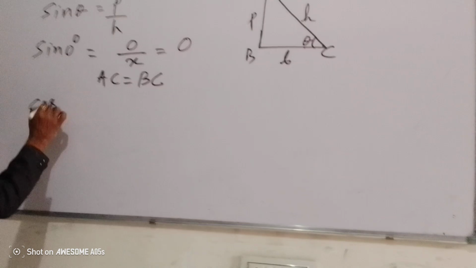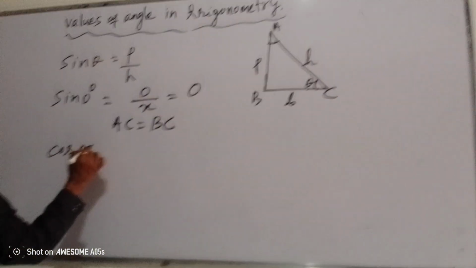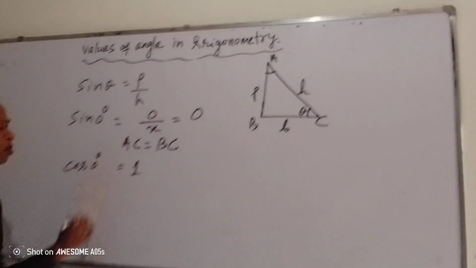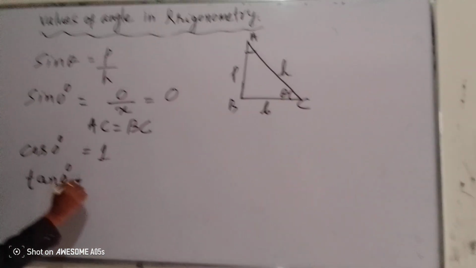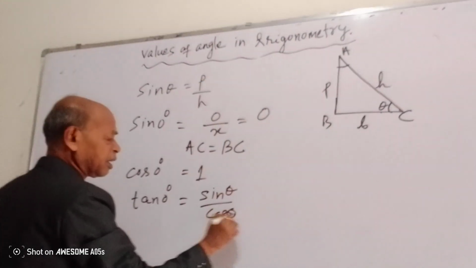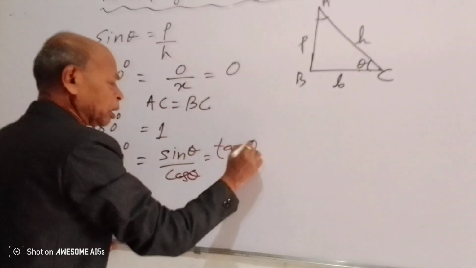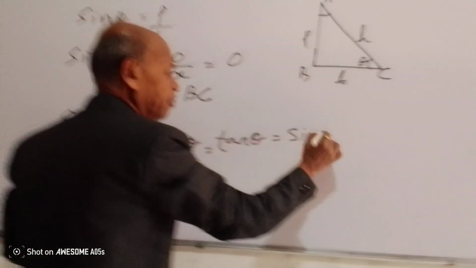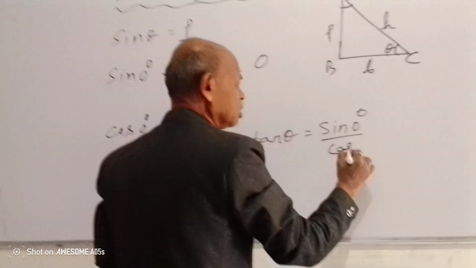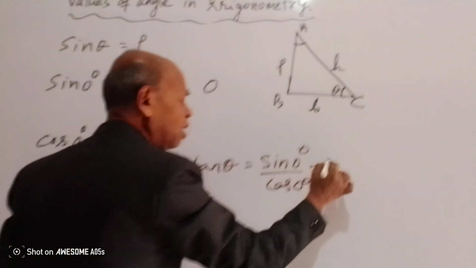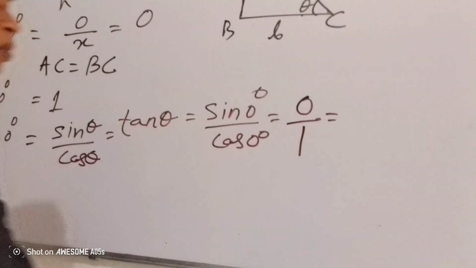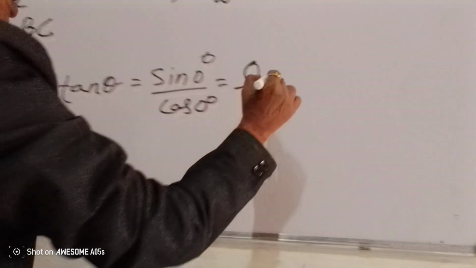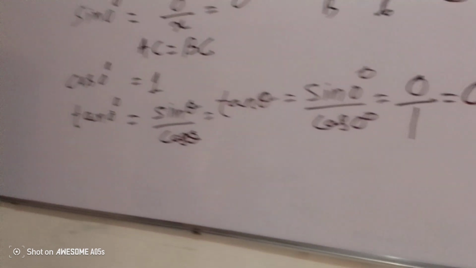Similarly, we can find that cos 0 is equal to 1. And your tan 0 degree, you know sin theta by cos theta is equal to tan theta. Now sin 0 degree by cos 0 degree. Sin 0 degree is equal to 0 and cos 0 degree is equal to 1. So tan 0 is equal to 0. Are you clear?